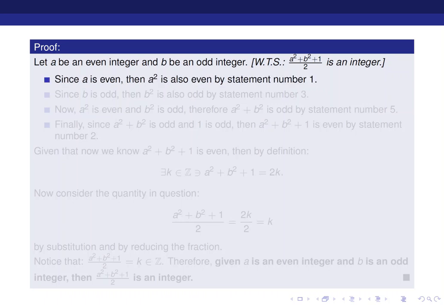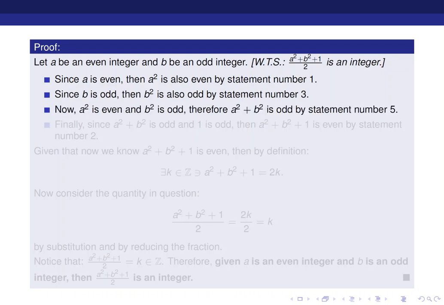So in this case, we know that if a is even, then the square of it is even by statement number 1. So a squared has to be even. Since b is odd, then b squared is also going to be odd by statement number 3. And notice I'm not doing the justification, I'm just referring to the statement number to provide the justification. I'm not recreating the proof myself. Now, since a squared and b squared are even and odd, then the sum of them is going to be odd by statement number 5, which means that a squared plus b squared added to 1 has to be even by statement number 2.